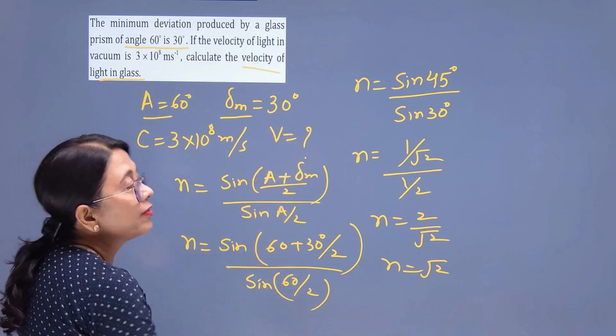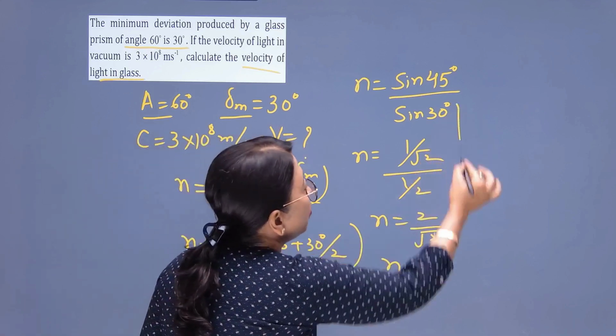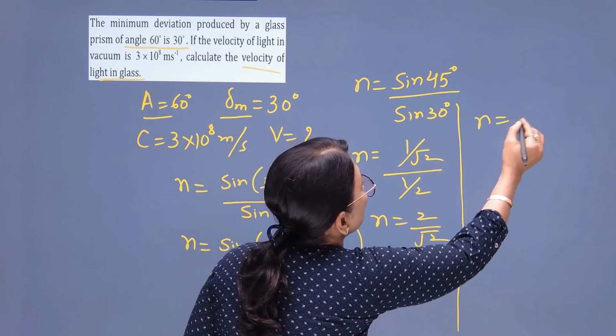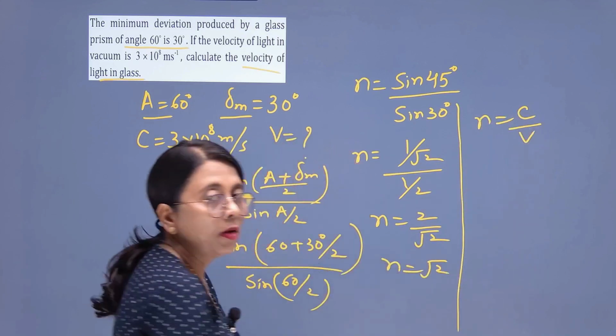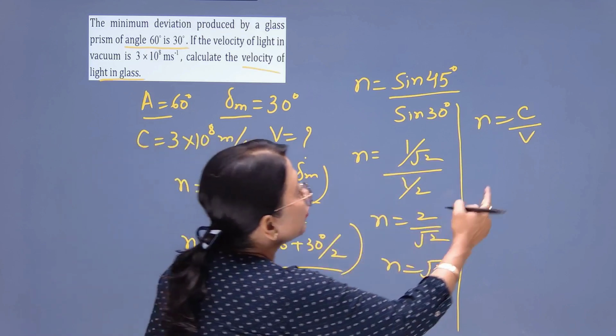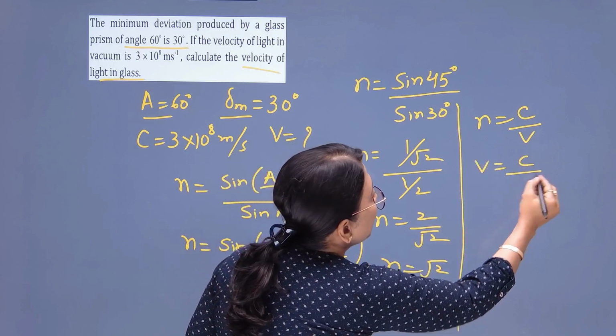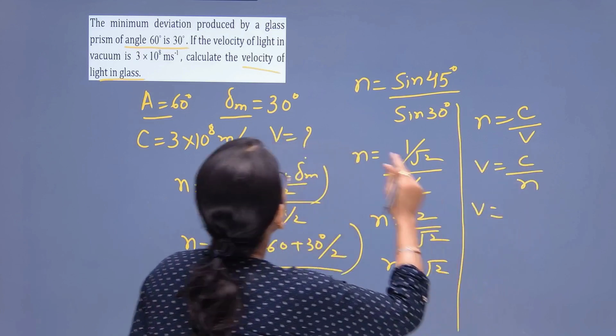लेकिन n नहीं पूछा जा रहा. क्या पूछा है? They've asked you what? The velocity. So we have to find out the velocity. So which formula do we use now? We can use n is equal to c by v. इस फॉर्मूले को यूज करते हैं और इन दोनों वैल्यू को कंपेयर कर देते हैं. So now, they are asking you what? v. So v will be equal to c by n. c की value कितनी है? C is how much?